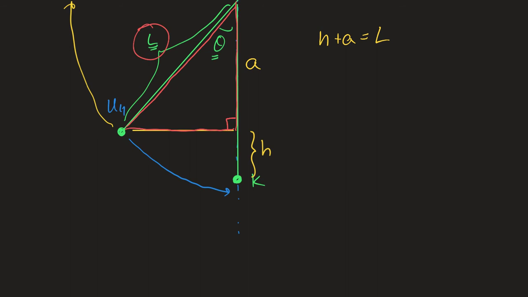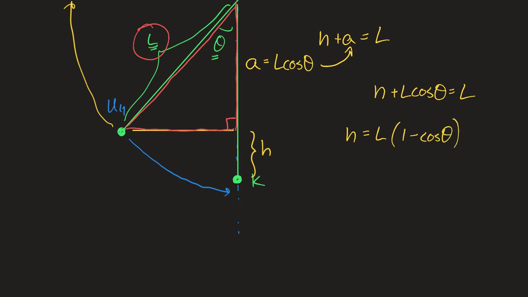Now, this is easy. This is L cosine theta, which means this can be written as H plus L cosine theta equals L. So generally you factor the L out when you write this.